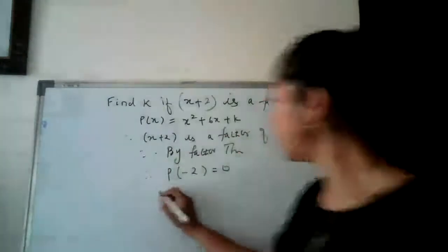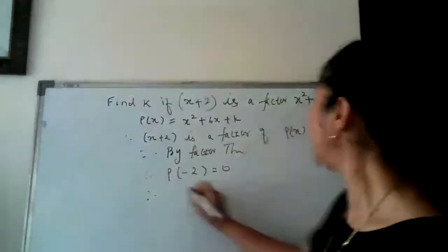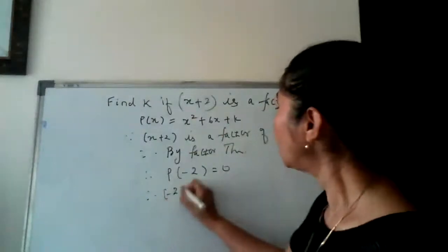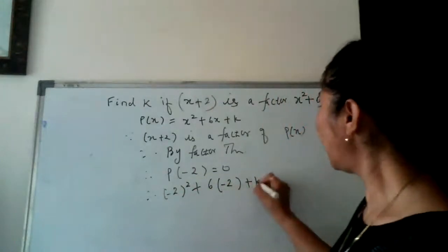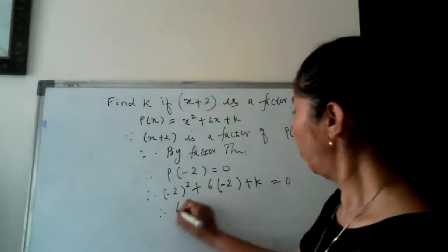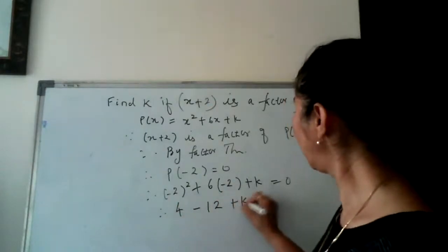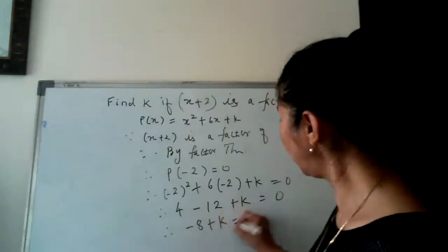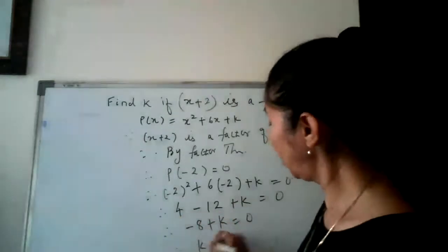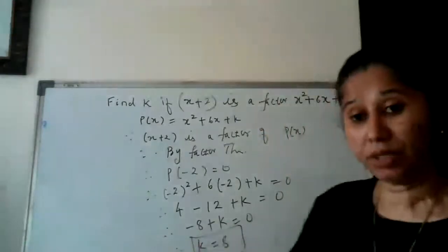So p of minus 2 is equal to 0, and therefore how will you get 0 by remainder theorem? So it is (minus 2) square plus 6 into minus 2 plus k is equal to 0. That is 4 minus 12 plus k is equal to 0. Minus 8 plus k is equal to 0, and hence k is equal to 8. I hope I'm very clear on this.